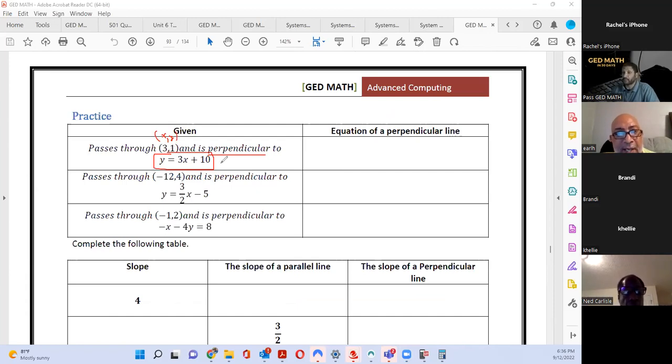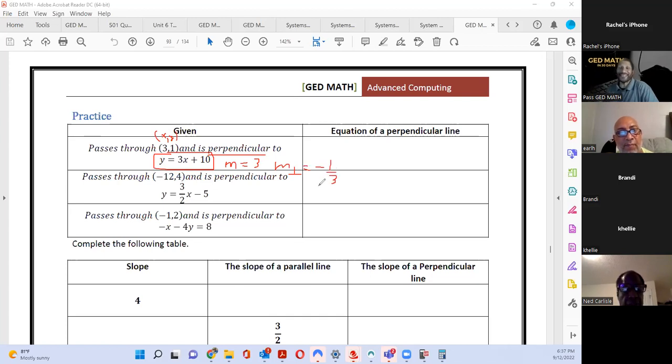Now, from that equation, what is the slope? Can anybody help me? Oh, 3. The slope of this equation is 3. So because we know the slope of this line, what is the slope of any line that's perpendicular to this line? Not -3. -1/3.